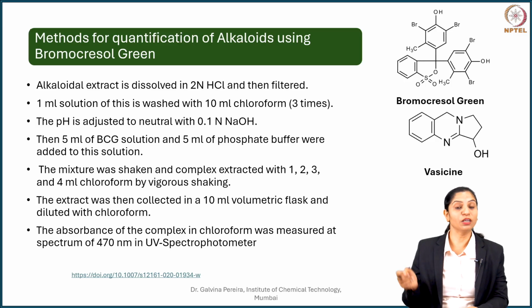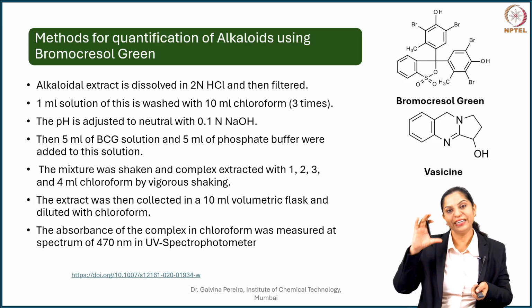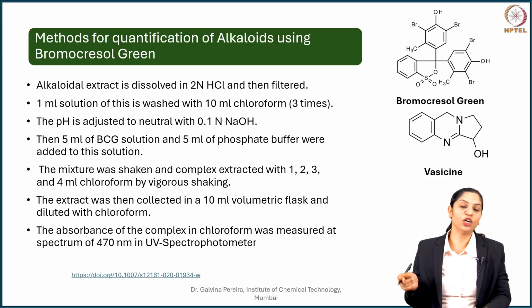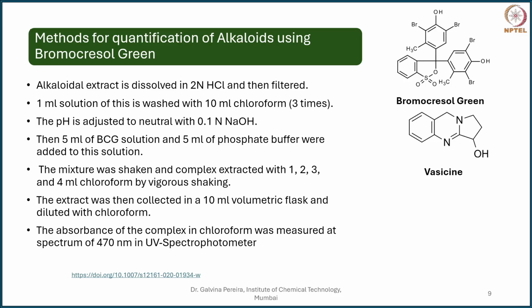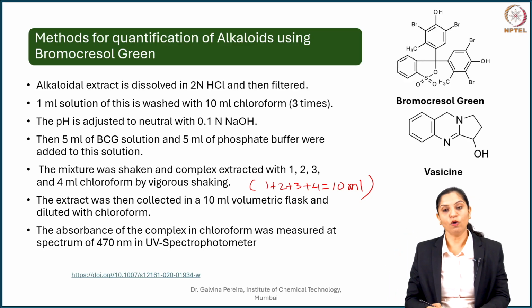The reason for this is you're subsequently going to add 5 ml of bromocresol green solution. Now when you add bromocresol green and phosphate buffer, it is going to form a biphasic mixture. Take it into your separating funnel and collect your chloroform layer, which is containing your alkaloidal bromocresol green complexes. Once that is done, give it 2-3 washings, like I said, with 1 ml, 2 ml, 3 ml, 4 ml. So if you just add this 1 plus 2 plus 3 plus 4, you should get a total 10 ml chloroform. So if it is not 10 ml, don't worry, you can just give it a little washing and make up the volume in your volumetric flask.